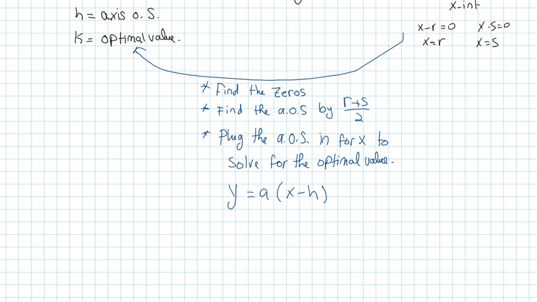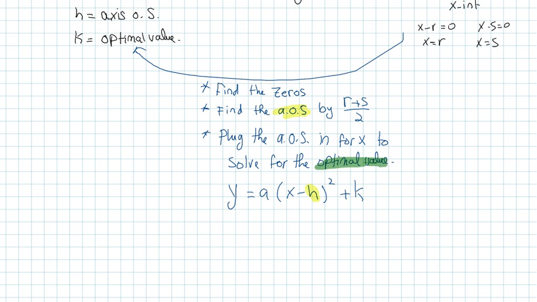Yeah, so whatever you found for the axis of symmetry is going to go for h. Whatever you found for the optimal value is going to go for k. You plug in and then you solve? You don't solve, you just plug it in. Yeah, so the axis of symmetry is going to go for h, and the optimal value that you found in the third step is going to go for k.